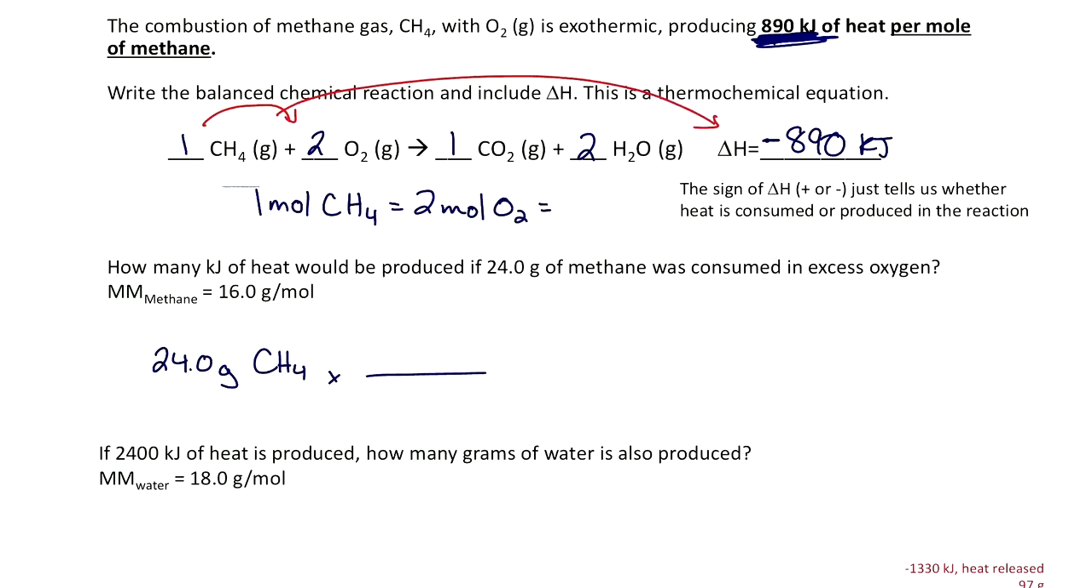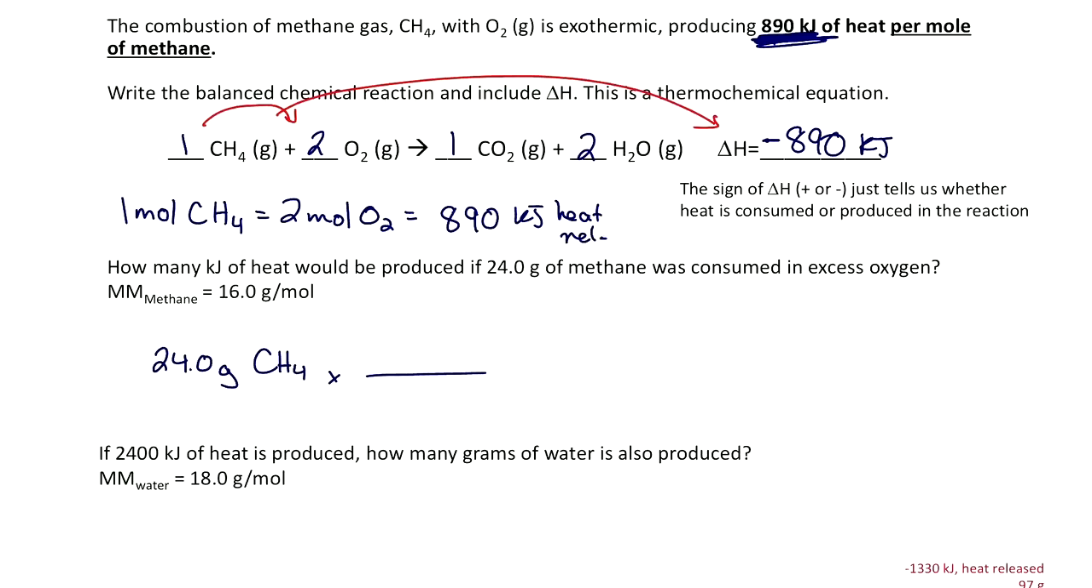So for every 1 mole of methane that reacts, 2 moles of oxygen react, but what also happens is that 890 kilojoules of heat is released for every 1 mole of methane that reacts. So with this new delta H term, we can include it in our stoichiometry that we've used before, as long as we're in the unit of moles.